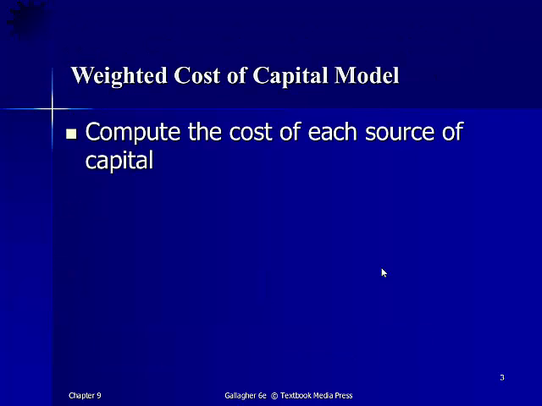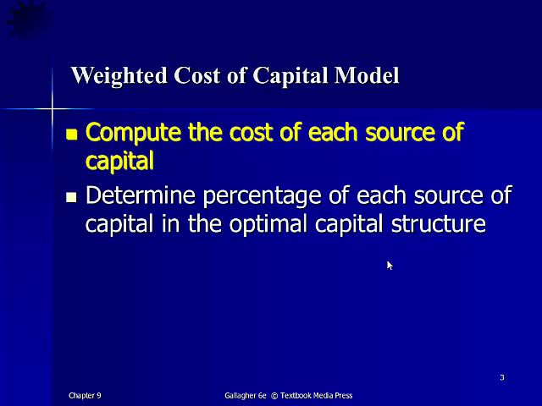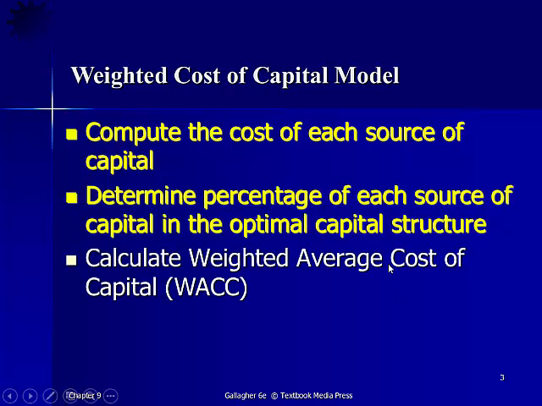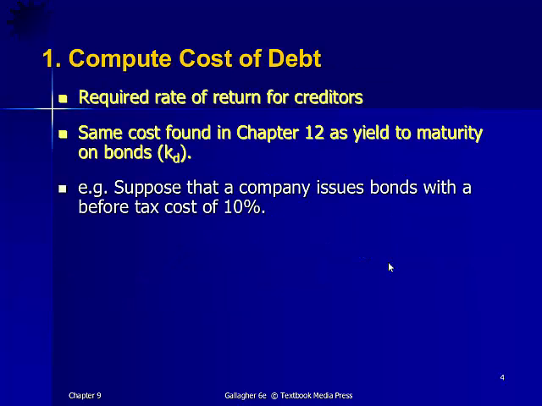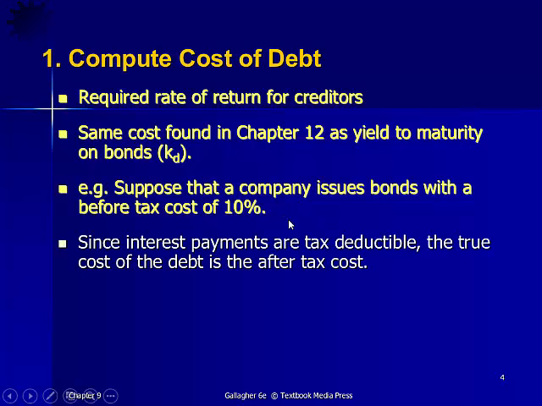So we want to be able to compute the cost of each source of capital. We want to look at the percentage of each of those sources in the optimal capital structure, and we want to know what the weighted average cost of capital is. So let's start out with a company that finds that its borrowing cost with respect to debt, that is bonds, is 10%. That is, it has to pay 10% interest to successfully sell those bonds. That's sort of our starting point for the cost of debt.